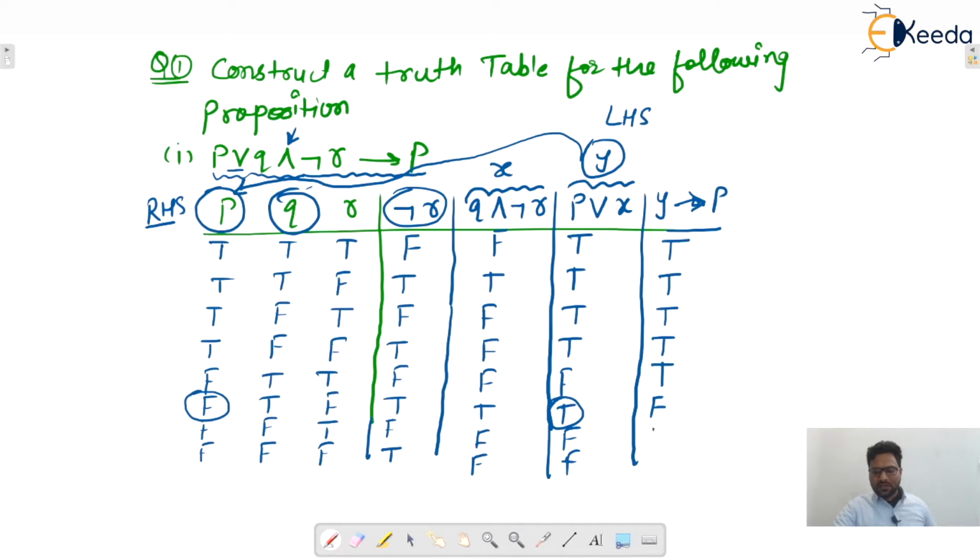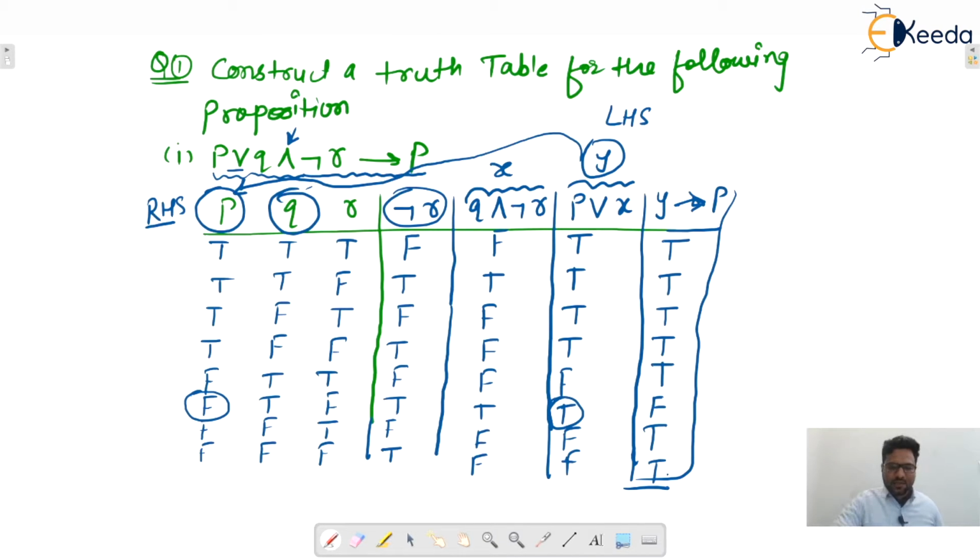Now, false implies false is true, and false implies false is true. So we can say that this is the truth table for the given logical expression. Yes or no? I hope this is clear to everyone. Okay, so moving to the next one, that is today's topic.